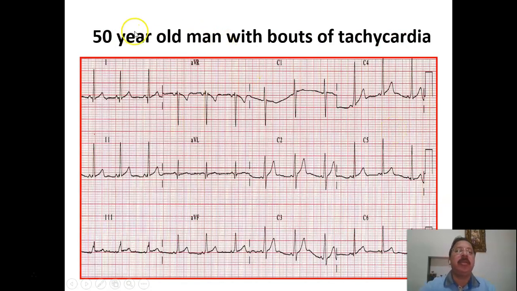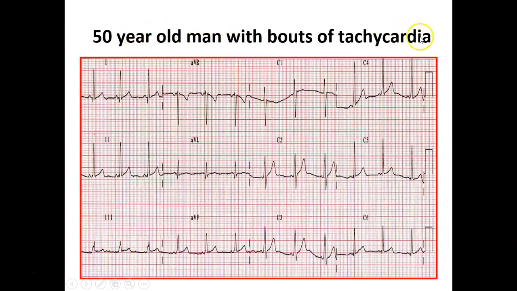Look at this ECG. This is a 50-year-old man with bouts of tachycardia. And you will appreciate here the short PR interval, but no delta waves, no slurring of the initial R wave. So this might be the LGL syndrome. The bundle of James is involved here.